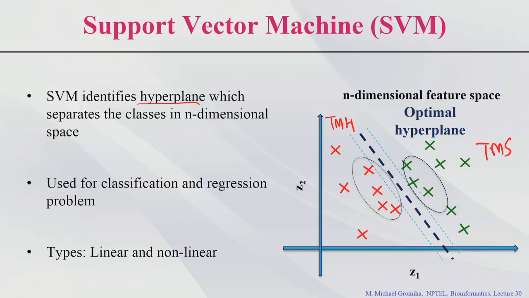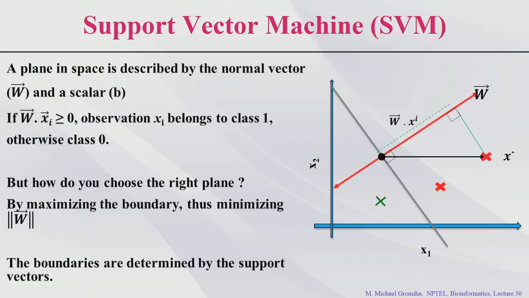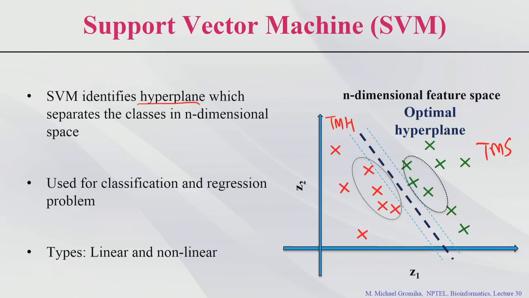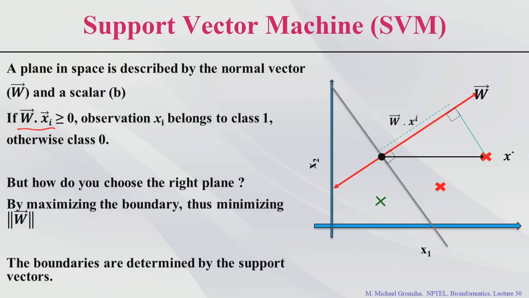So, if you see this, we can make these support vectors. What are the points which are very close to the line? These are the 3 cases in the TMS, and here these are the 4 cases that are very close to this line. Then we can decide these support vectors to define the width. How to do this? For example, take any plane in the space, here this is your hyperplane. Take a normal vector, here is your normal vector, say W vector, and if w dot xi is more than or equal to 0, we can take this observation as belonging to class 1, here TMH, otherwise it is a TMS.